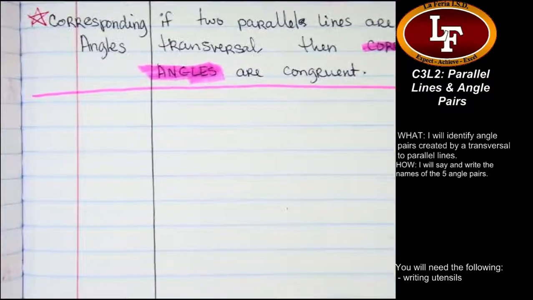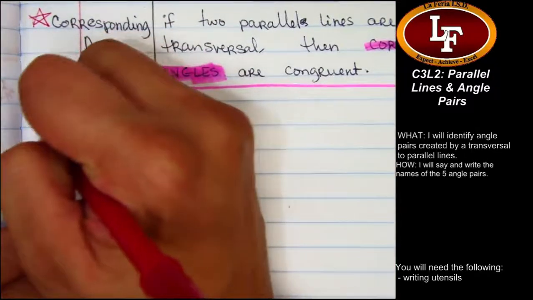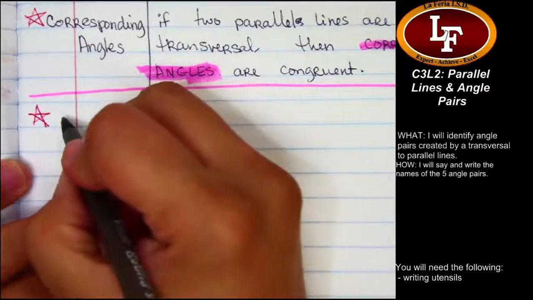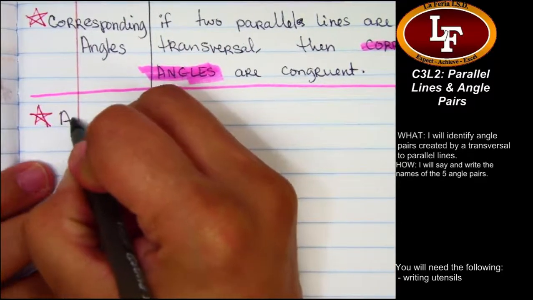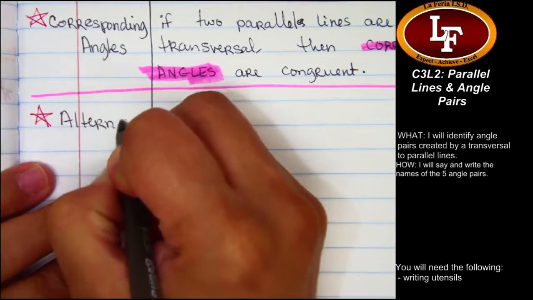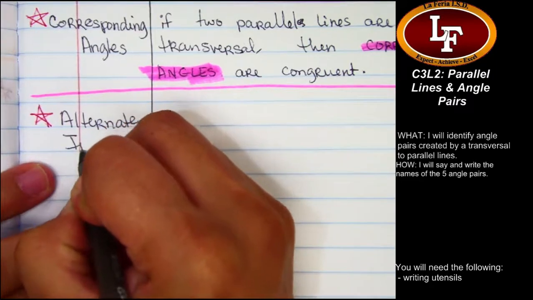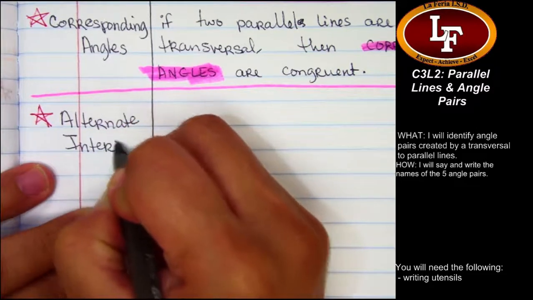All right, let's look at the next angle pair. The next angle pair is going to be alternate interior angles.